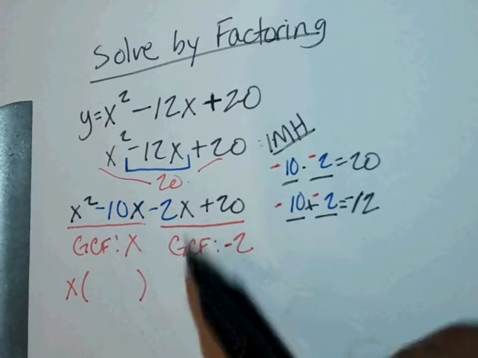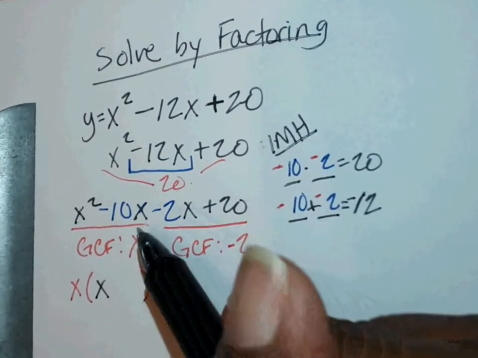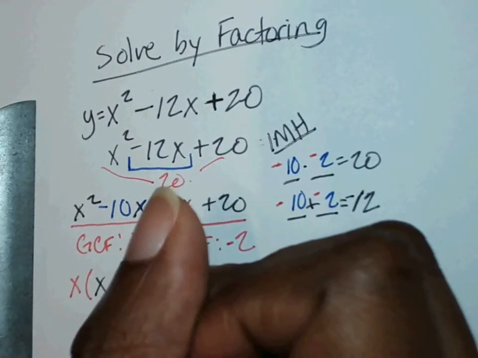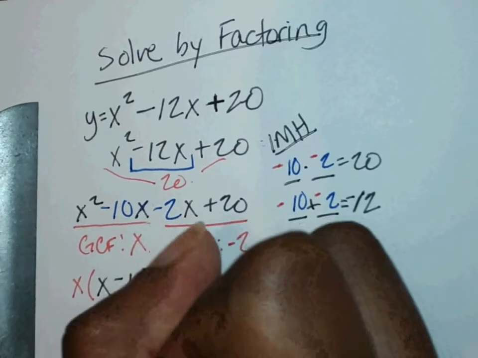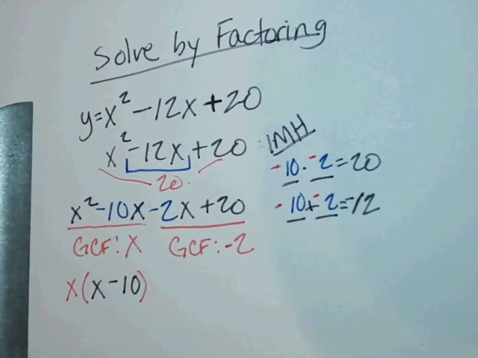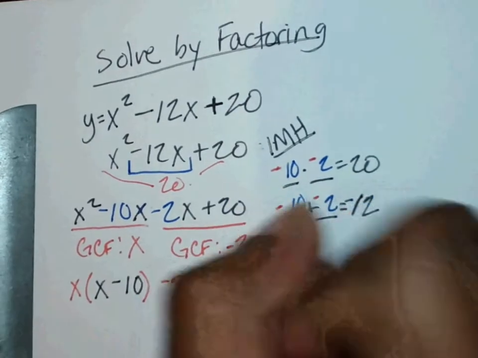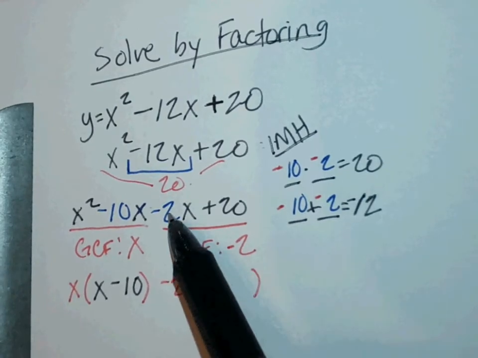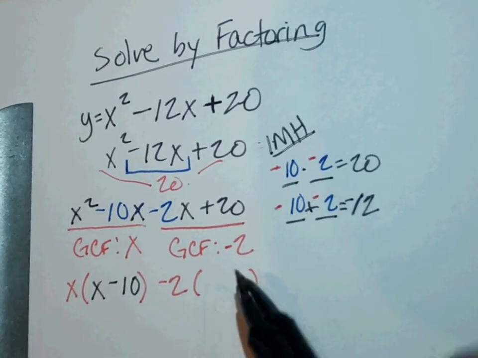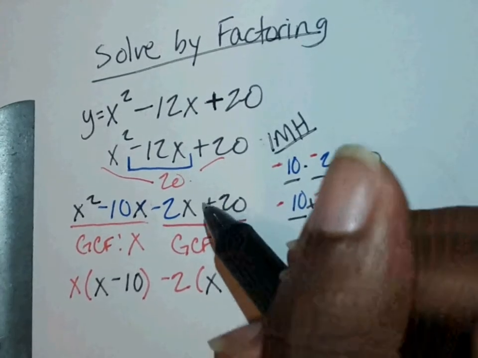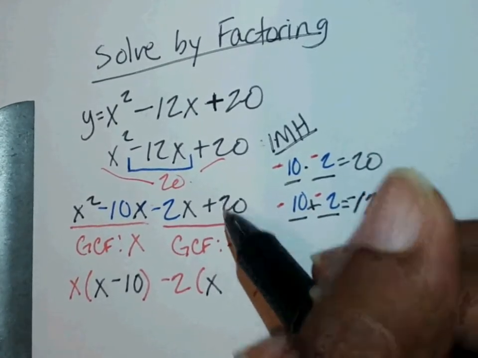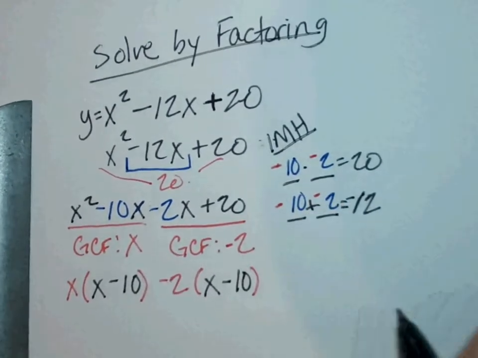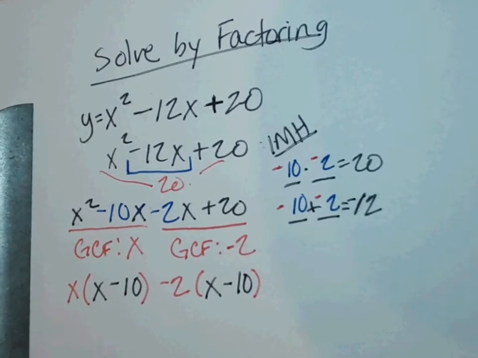I had x squared, I take out an x, that leaves me with just 1 x. I have a negative 10x, and I am taking out an x, so that leaves me with just a negative 10. Alright, my second group, I have a negative 2. Negative 2x divided by negative 2. So negative 2 divided by negative 2 is positive 1, and it's just an x there. Positive 20 divided by negative 2. A positive divided by negative is a negative. 20 divided by 2 is 10. I'm happy. I have twins.